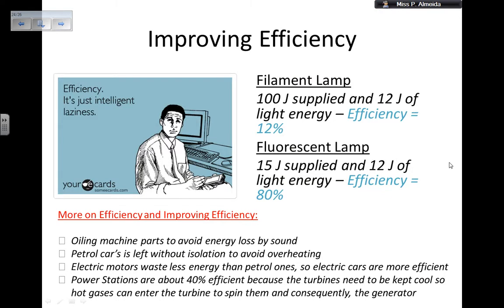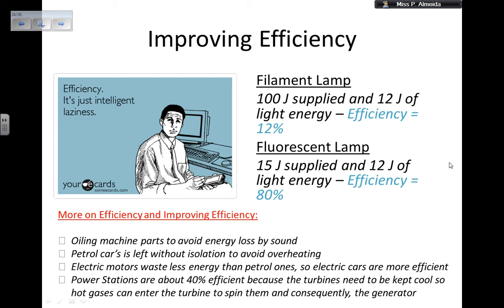And this is what happens actually very often. The efficiency of things is quite low, generally speaking. So for example, look at this filament lamp. I give it 100 joules as input energy, and I get 12 joules of light energy. So the efficiency is only 12%. However, if I use a fluorescent lamp, which is more efficient, I get 15 joules of supplied energy, so input energy, and I still get 12 joules of light energy. So my efficiency is 80%, okay?